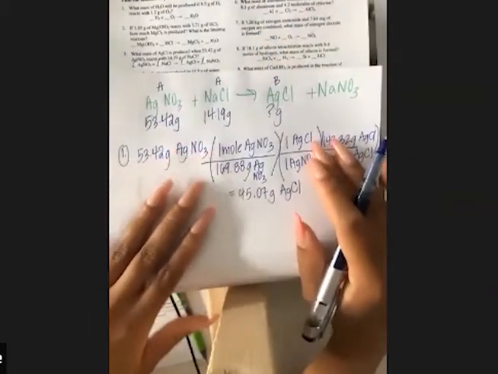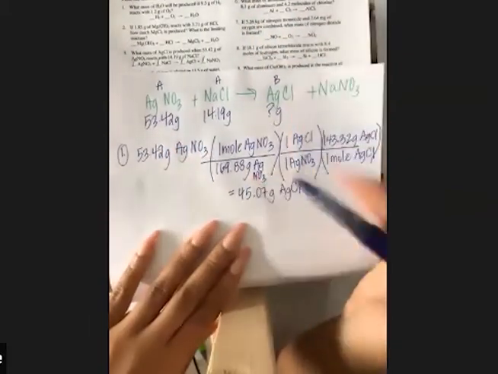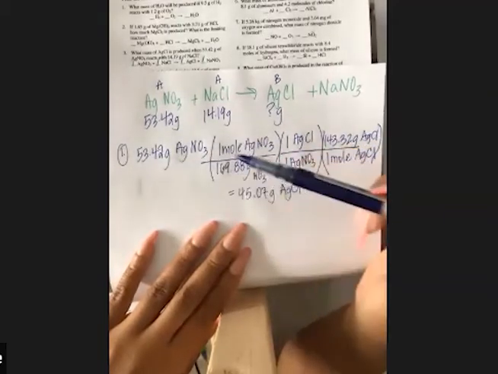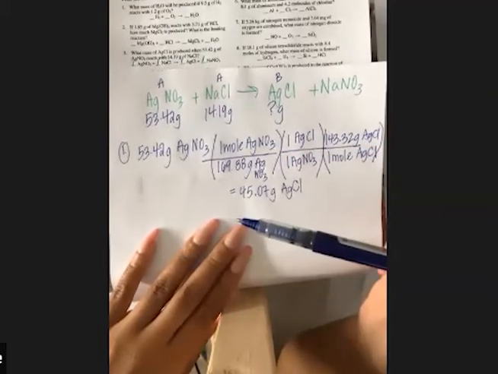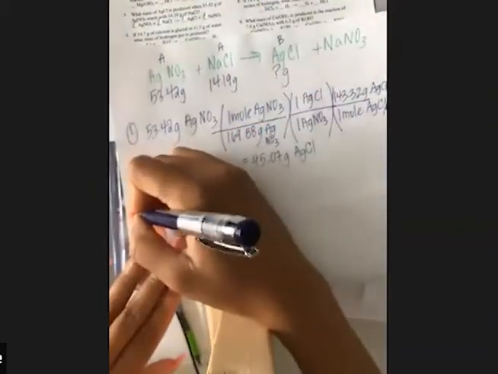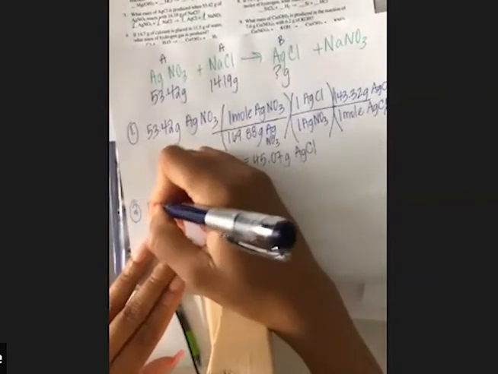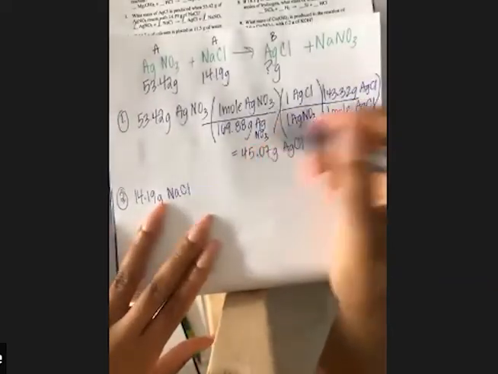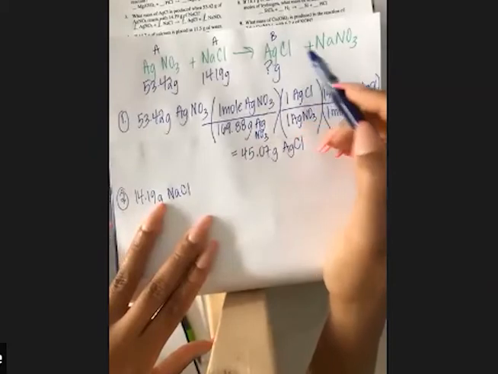So basically, let's go back to number 3. Sorry to get sidetracked. We did our first calculation. We've got to do our second calculation. Our second calculation says we're starting off with 14.19 grams of sodium chloride. We essentially have to do the same thing, go through the steps. So we're going from grams of sodium chloride to grams of silver chloride.